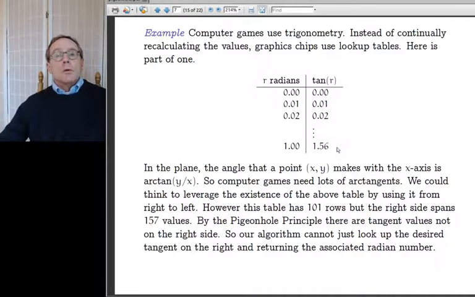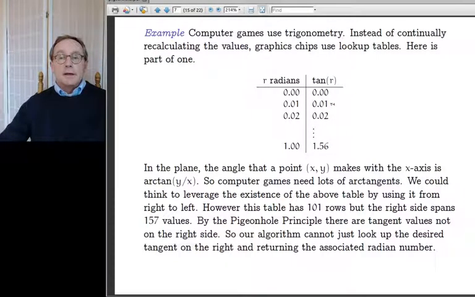But what graphics cards also need is the arctan, the angle whose tangent is y over x. Computer games need an awful lot of arctangents. So we could think to leverage the existence of this table by saying, instead of going left to right, from the angle to the tangent, for arctan we'll just go from the tangent to the angle. That's all. We'll just go right to left. However, you can see that this table has 101 rows, but it has 157 values. It needs to have 157 values to get the arctangent.